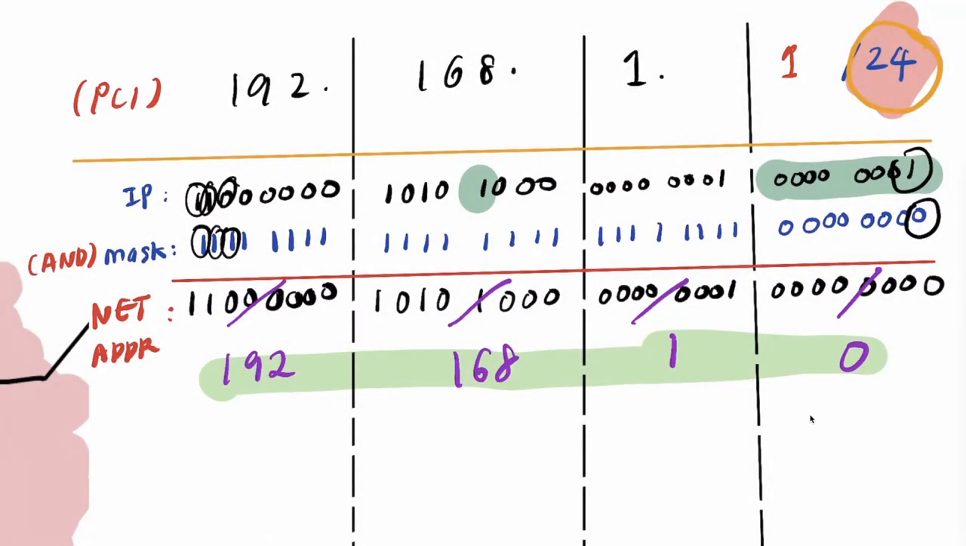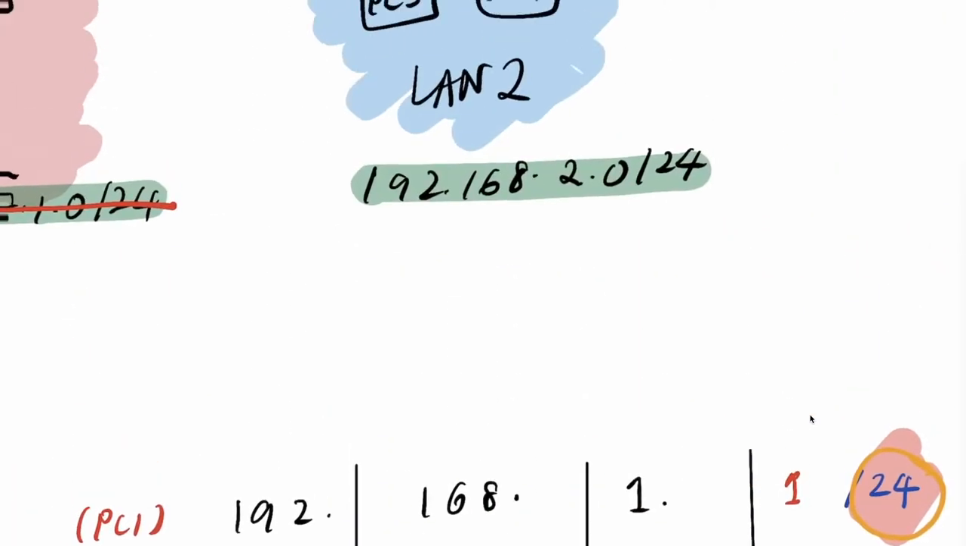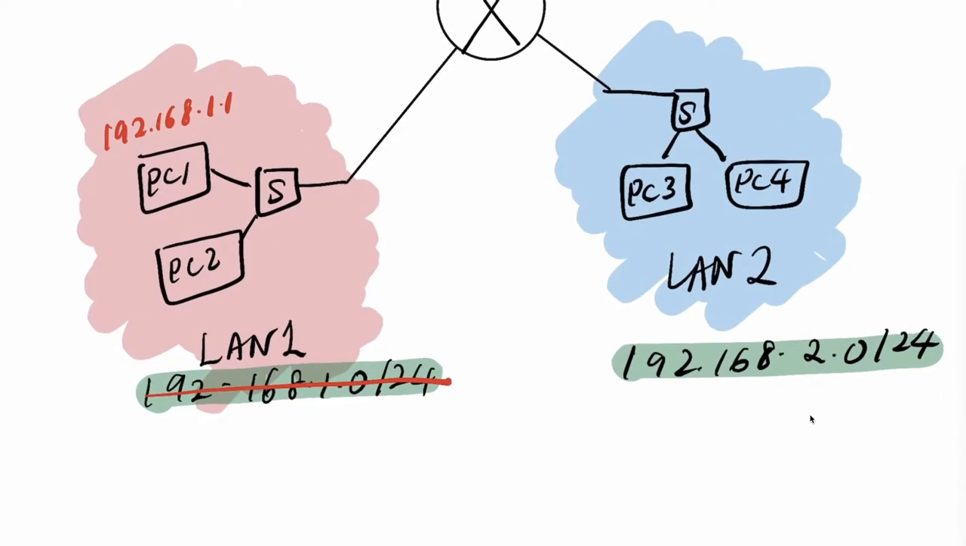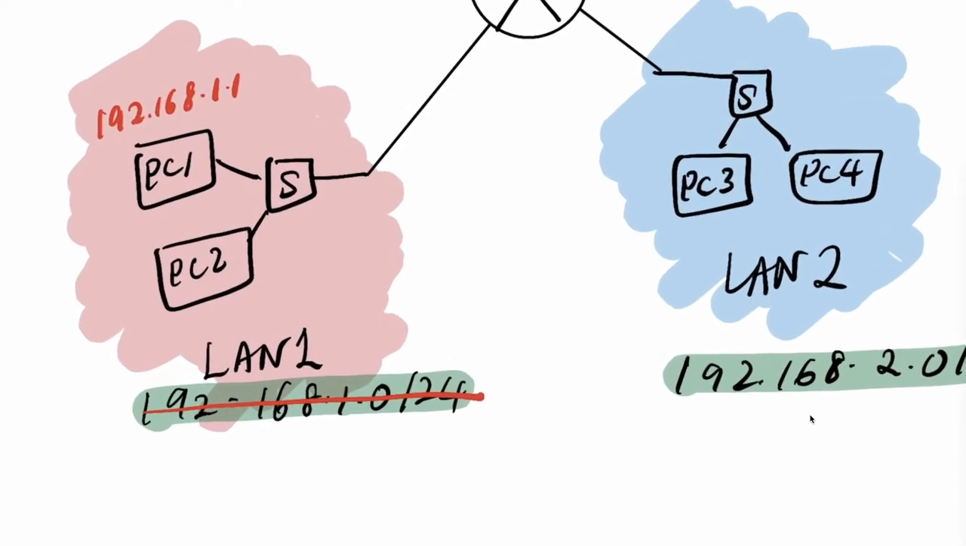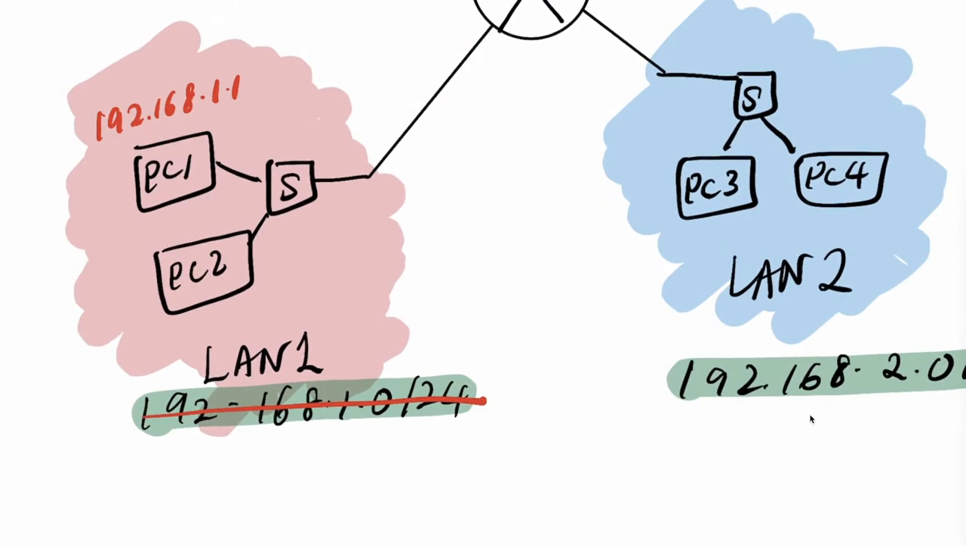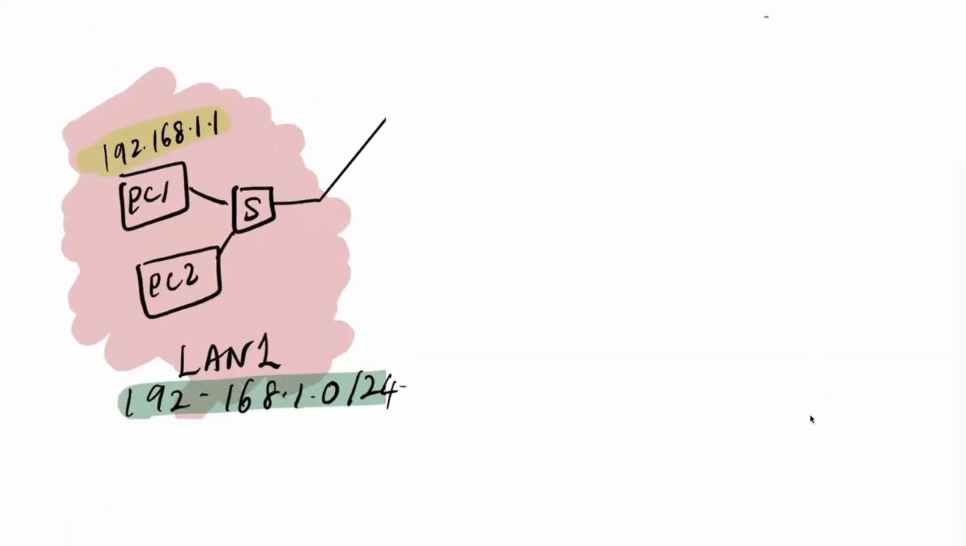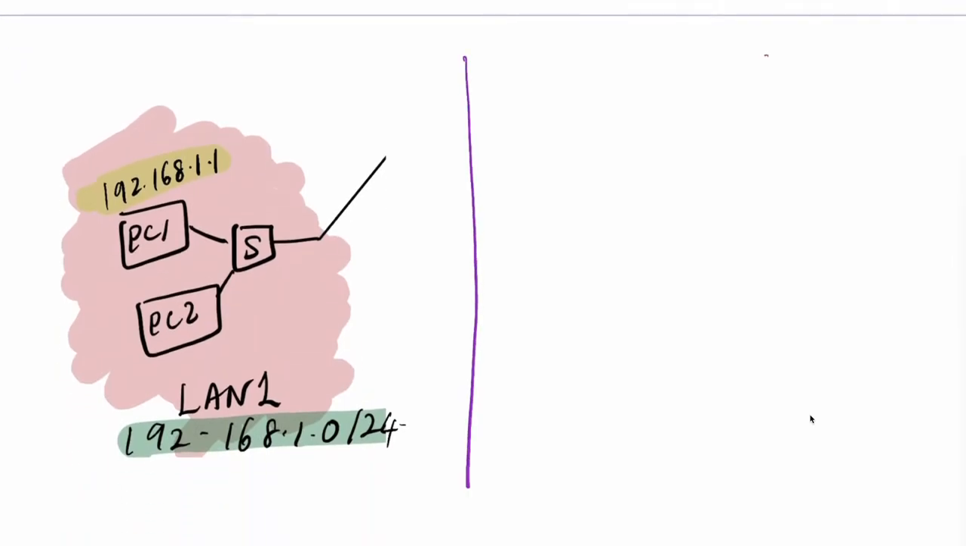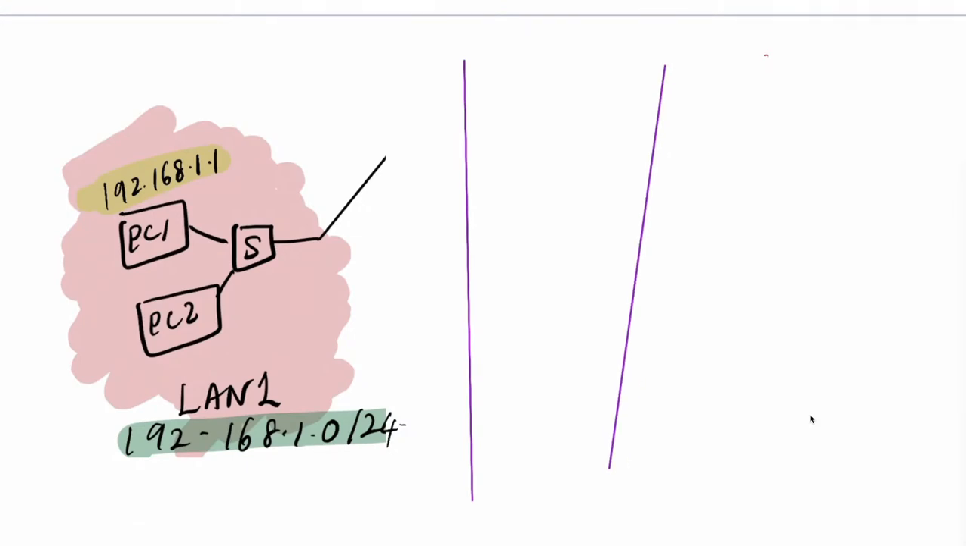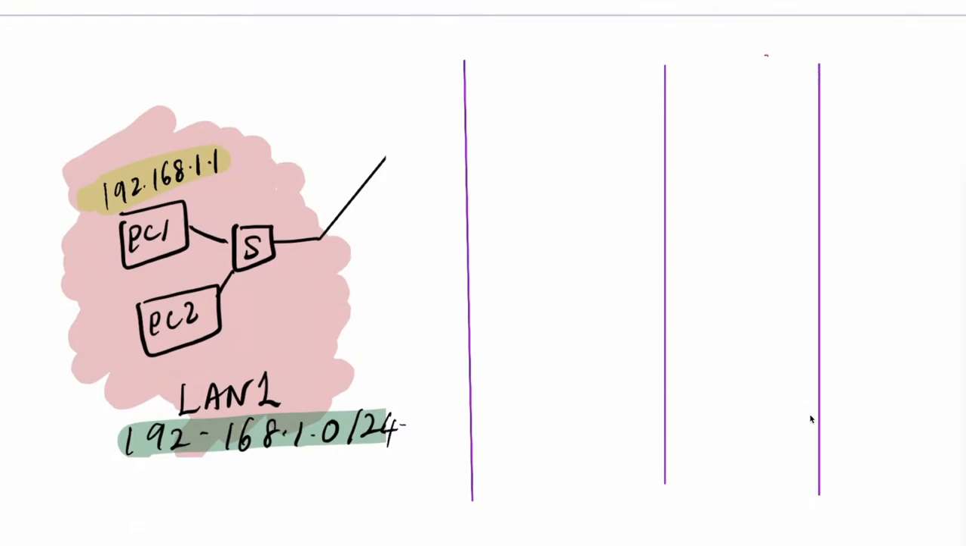Now, the next thing you want to calculate is what we call the broadcast address, which is also the last address of LAN 1. Now, for those who just joined or who are new or who missed any part in front, what we are doing right now is calculating the network address for LAN 1 given any IP address of a PC in the host. Okay? So, next part here. Once we have the network address, the next thing you want to calculate is the last address.